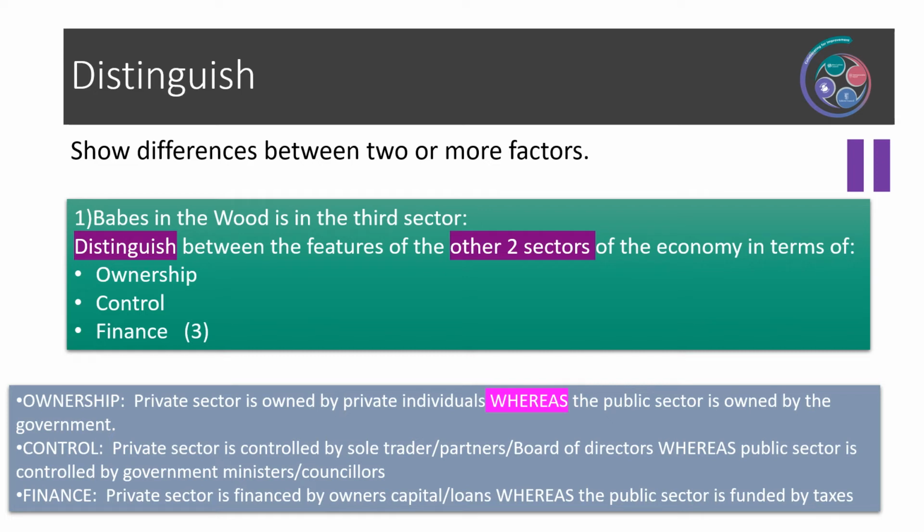Control. Private sector is controlled by sole traders, partners, board of directors, whereas a public sector is controlled by the government, ministers or councillors. In finance, the private sector is financed by owners' capital or loans, whereas the public sector is funded by taxes. So again, 3 bullet points, but 3 compared bullet points. And again, same as compare, it has to be a positive point. So it has to be a fact that you're giving, avoiding the words isn't, doesn't.